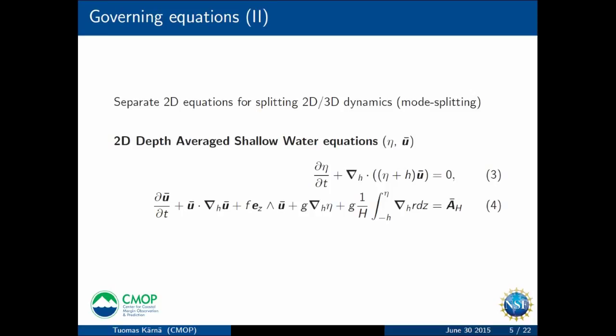The only difference with the normal depth average shallow water equations is that in here, you also have the contribution from the density. So you have the vertical integral of the internal pressure gradient there.